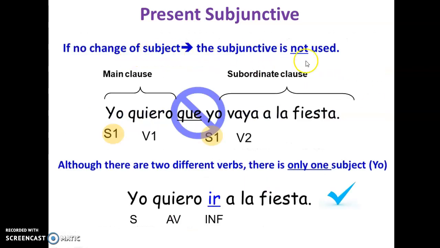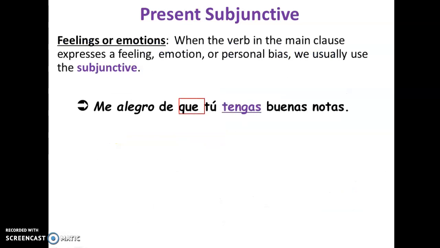When there's no change in the subject, we don't use the subjunctive. Yo quiero ir a la fiesta. This is only one person wanting to go to a party. And so, ir is in the infinitive. We don't need to use the subjunctive here.